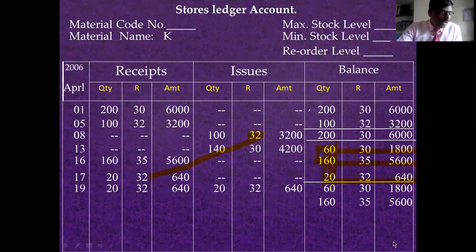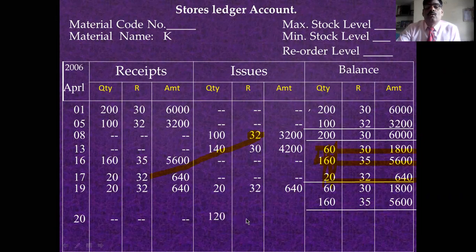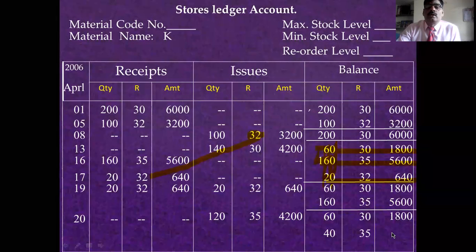Then come to the next date, 20th. On 20th there is an issue. So you put an underline and issue the required quantity. On 20th there is an issue of 120 kg. You issue 120 from the last lot, 120 at the rate of 35, 4200. Balance is 60 at the rate of 30, 1800. Then 40 at the rate of 35, the remaining balance from the second lot. Okay, this is the 20th issue completed.